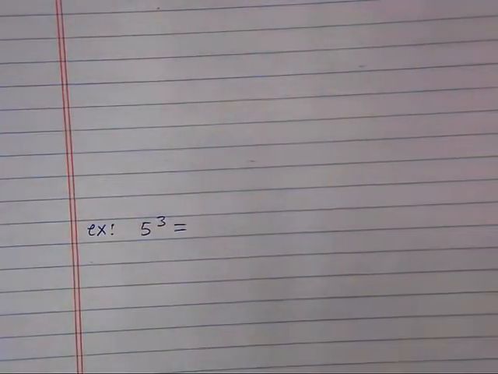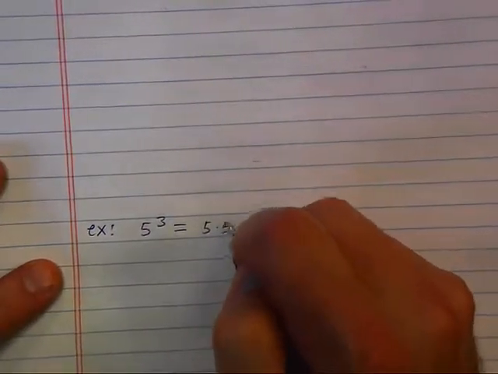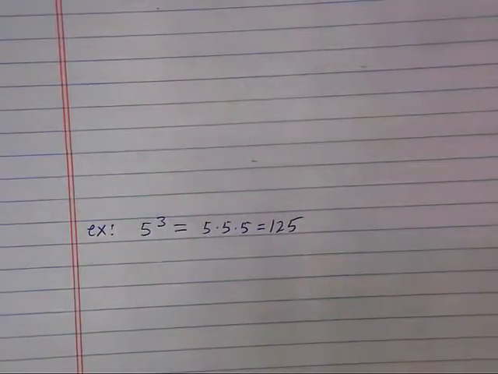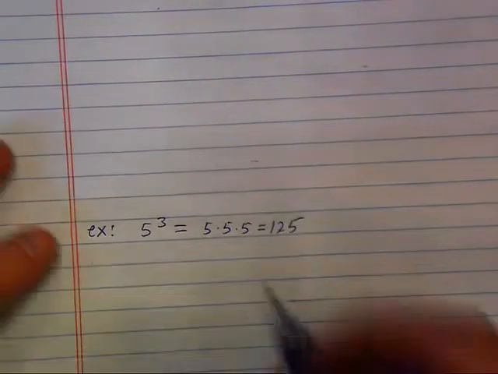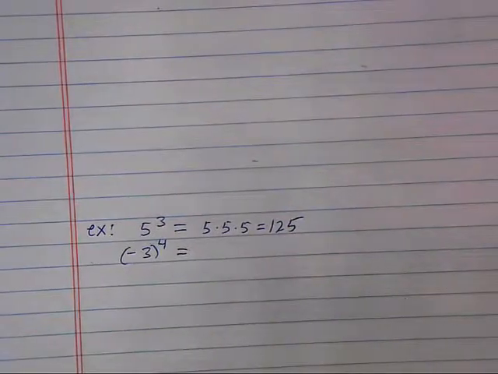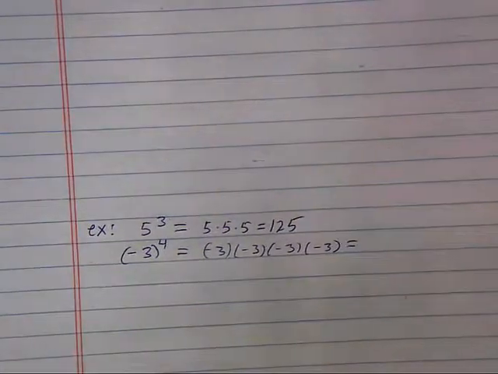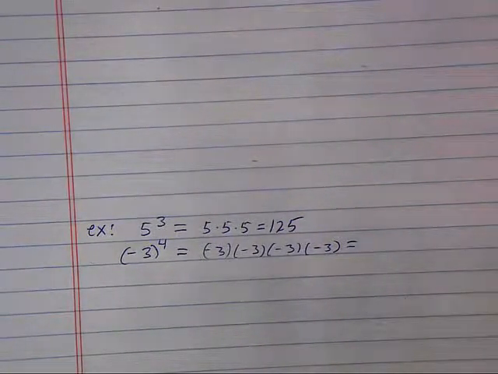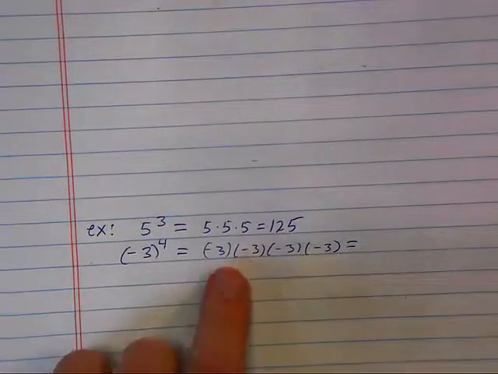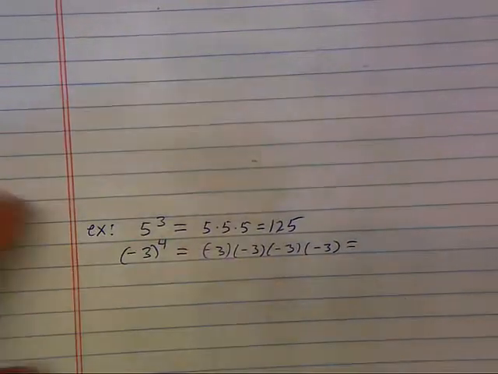For example, if I were to give you 5 cubed, I would hope everybody would know that 5 cubed means 5 times 5 times 5, which turns out to be 125. And if I gave you (-3) to the 4th, you would tell me that is -3 times -3 times -3 times -3, which is 9 times 9. Think of it this way: what's 3 times 3? And then you get another 3 times 3, which is another 9. 9 times 9 is 81.